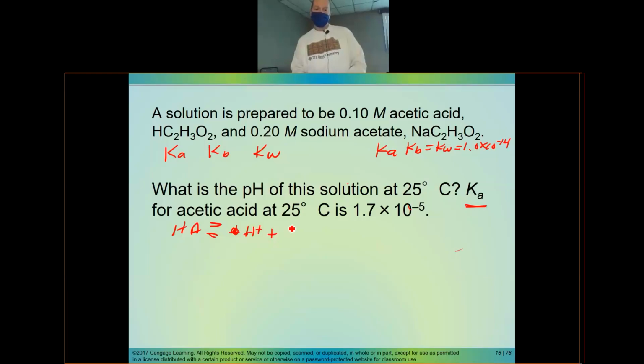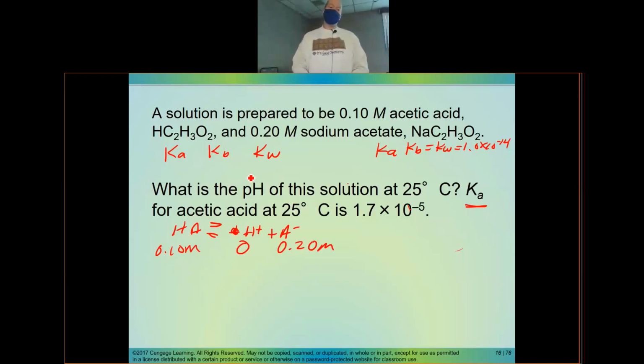You got your H plus, you got your A minus. We have our HA, which is 0.1 molar. You got your A minus, which is 0.2 molar. And you have 0 of the H plus. Nothing was stated about H plus.